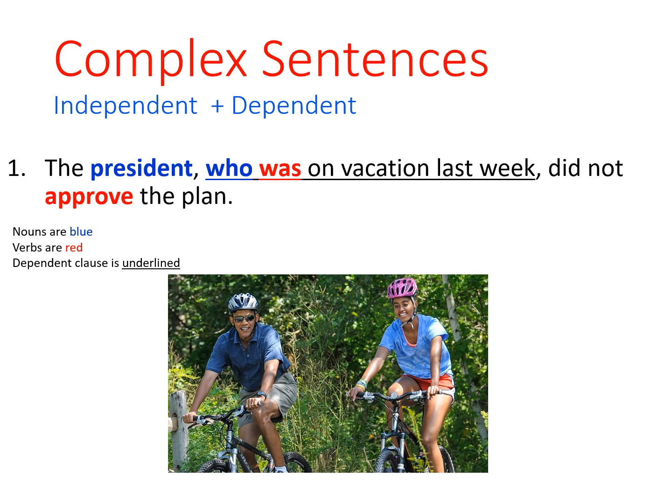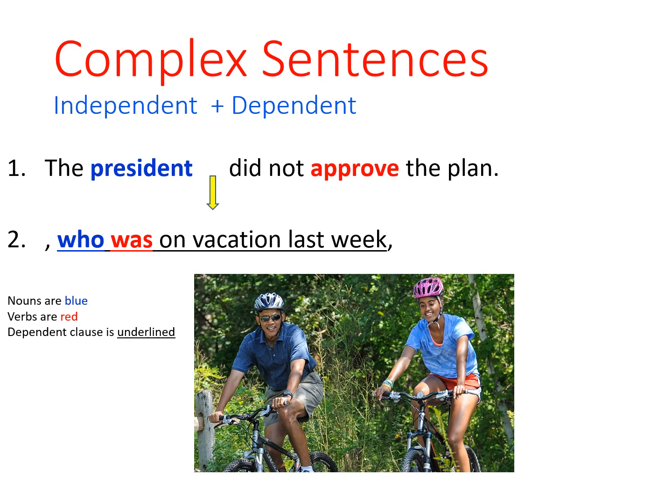Now we want to try to figure out which one is the independent and what is the dependent clause. The president did not approve the plan is an independent clause. Who was on vacation last week is the dependent. Maybe if we pull the two clauses apart, it's easier for you to see. The first part, the president did not approve the plan. Well, easily we can see that president is a subject, approve is the verb, and it's one complete idea. That is the independent clause.